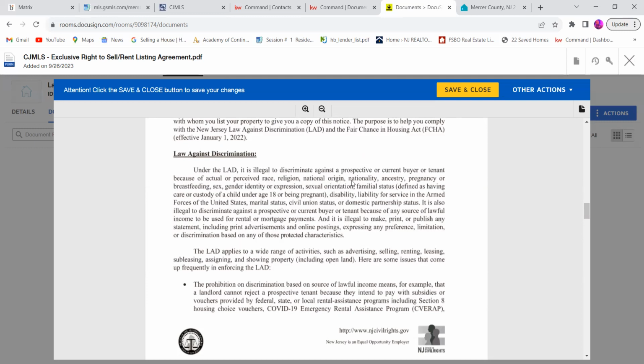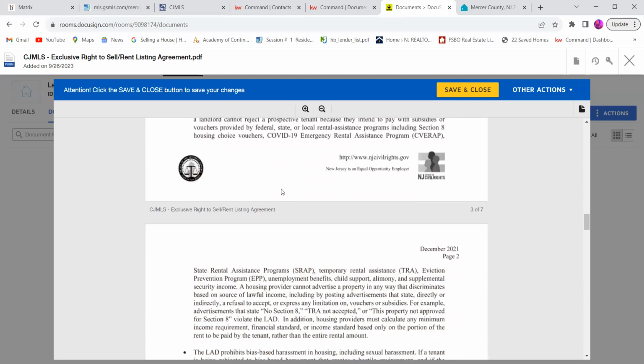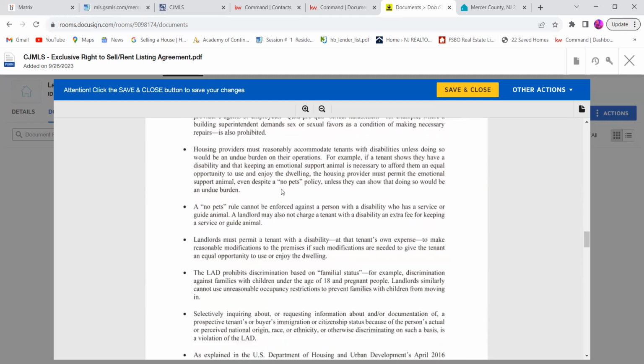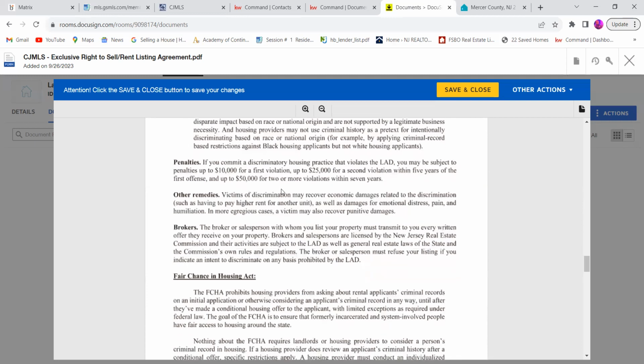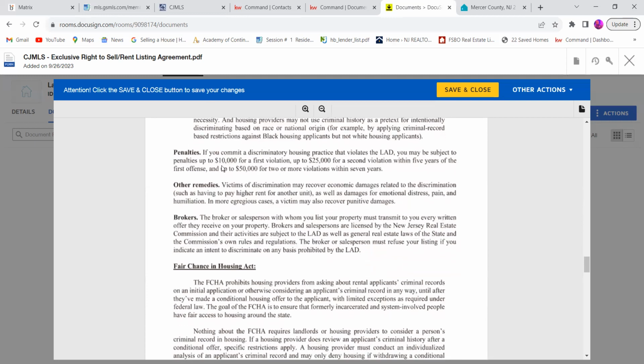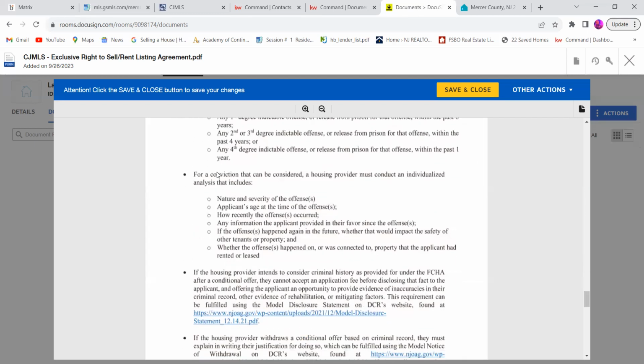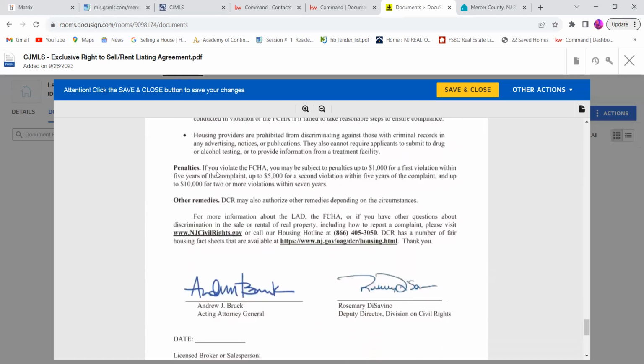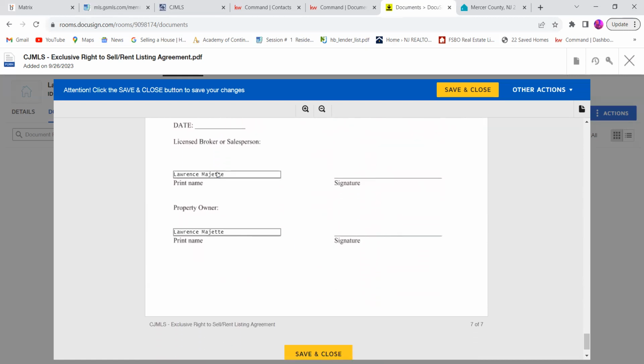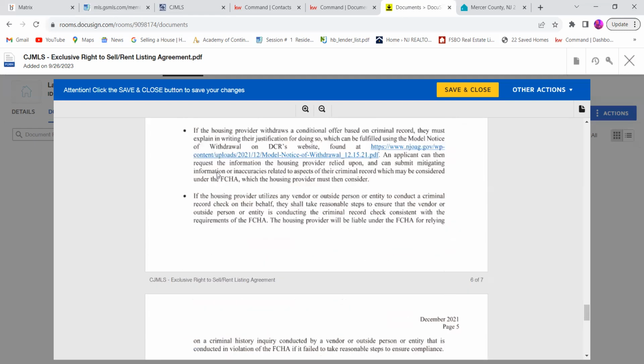So that's for race, religion, national origin, nationality, ancestry, pregnancy, breastfeeding, sex, gender identity, sexual orientation, familial status, things like that. You are not allowed to discriminate against them, and this is actually for your sellers to read over, so that they know that there are penalties if they discriminate and someone complains to the Fair Housing Commission that they were discriminated against by a seller for any of those reasons. So this is a good thing that you need to go over with them and make sure they fully understand before you get them to sign any of the contracts.